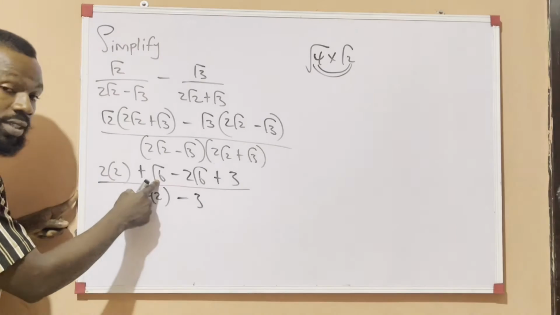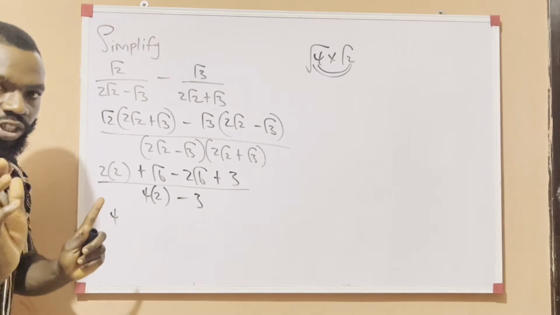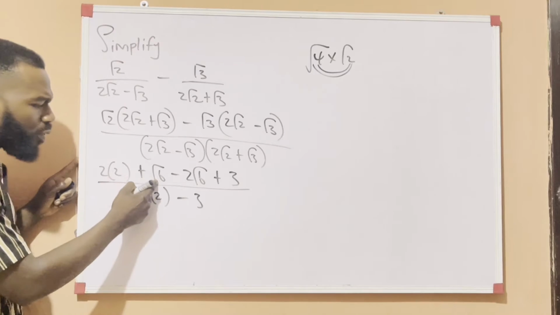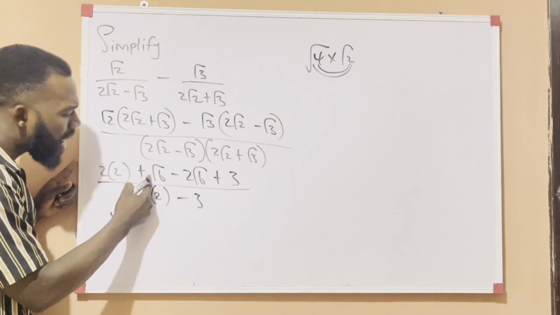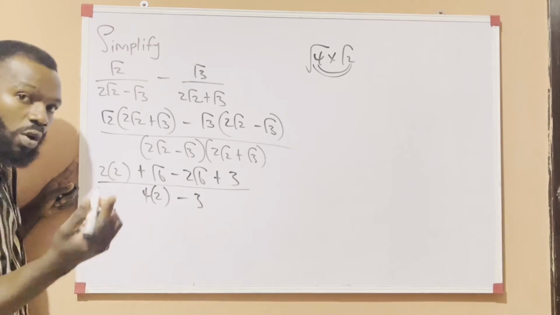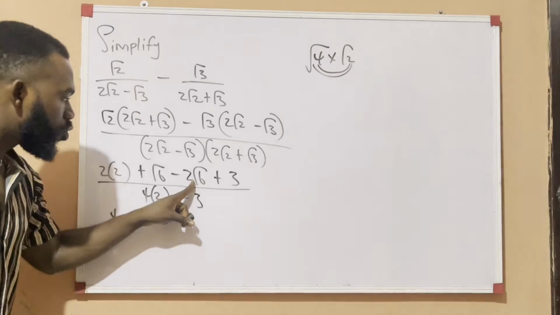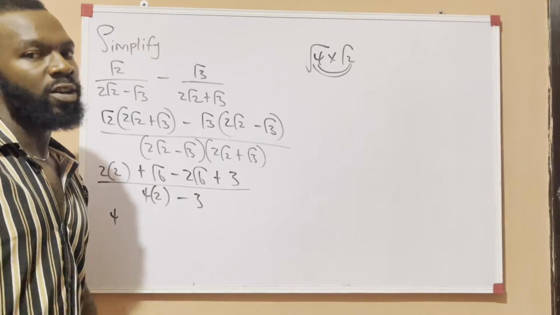2 times 2 gives us 4. Now, I have root 6. Are you with me? I have root 6. Both are carrying root 6, so it means I can work with both of them. Don't forget that this root 6 is carrying an invisible 1. So if I have 1 root 6 minus 2 root 6, what would the answer be? It means minus 1 root 6, because 2 root 6 is bigger than 1 root 6. But there's nothing like 1 root 6, just say minus root 6.